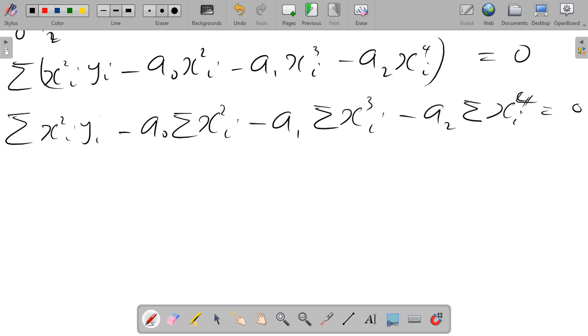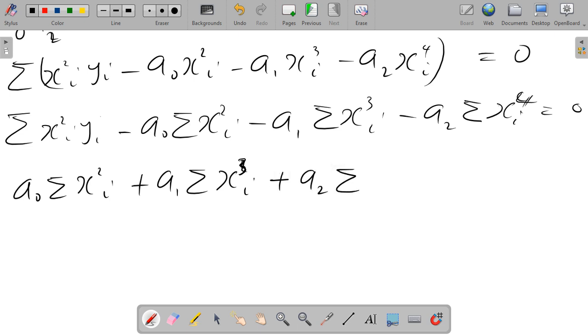Okay, so now the one that has y should be on one side. If you don't have y, go to the other side. So I'm going to have a0 summation x squared i plus a1 summation x cubed i plus a2 summation x to the 4 i is equal to what? The one that has y, which is what? Summation x squared i yi. Okay, so this is our equation 3.